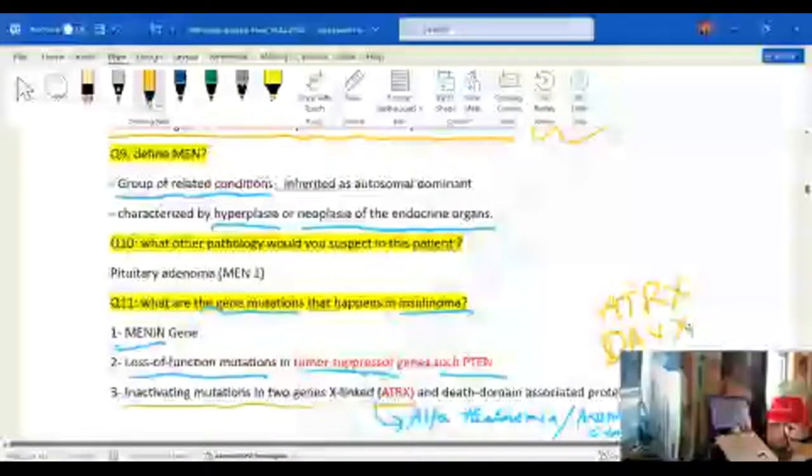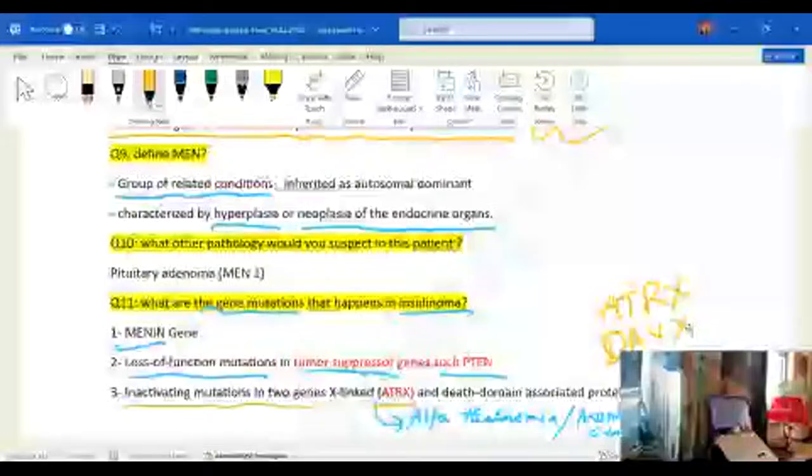Is a group of related conditions inherited by autosomal dominant transmission, characterized by hyperplasia or neoplasia of the endocrine organ. What other pathology would you suspect in this patient?